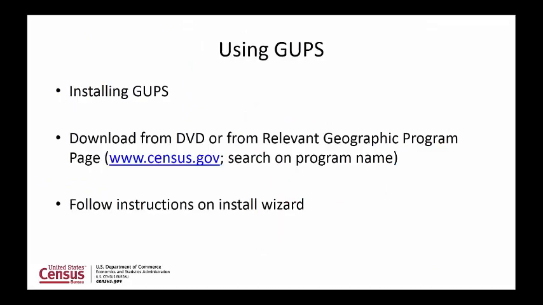Okay, so let's get into the GUPS. Everyone should have GUPS installed on their computer, so I'm not going to go over that. It's pretty easy if you need to do it back at your office. We have DVDs you can request if you haven't received one, or you can go on, as I just mentioned, census.gov, search geography, and you can download it from the web. And its install wizard is pretty standard. Usually, if anyone's having issues, it's with their admin privileges at their workplace.